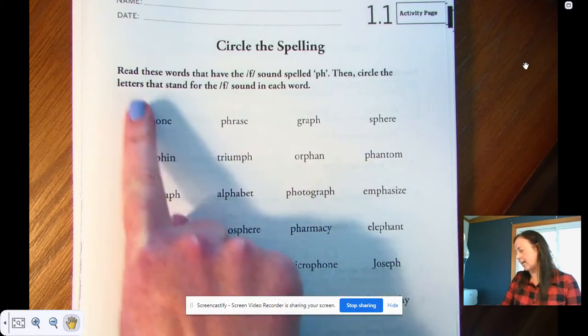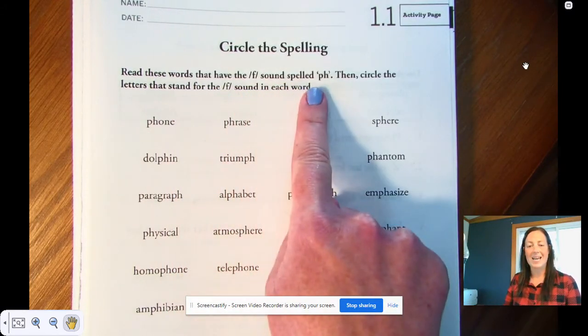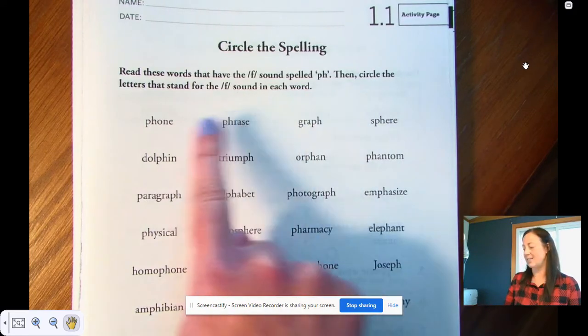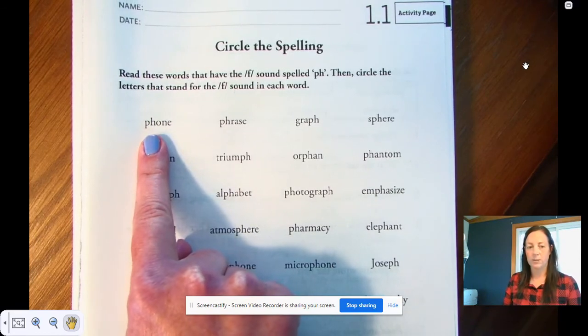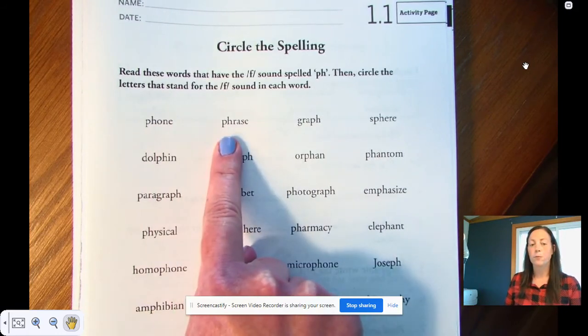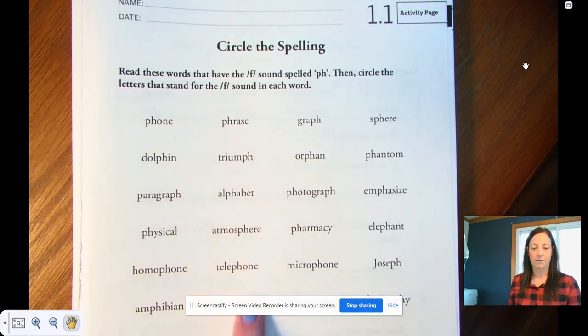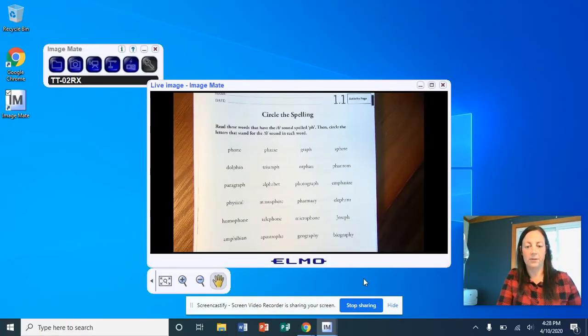The directions say to read these words that have the sound spelled PH, and then circle the letters that stand for the sound. So when we look at phone, we circle PH because that makes the sound. We look at phrase, the PH makes the sound, so we circle that. Okay, and you're going to go through the rest of these in that same fashion. So feel free to go ahead and pause the video right here and get that done, and then you can come back and we'll finish up with the rest of it, okay?